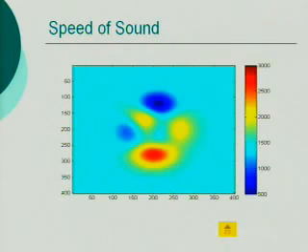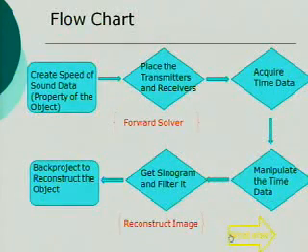And this is just the projection of the previous picture on the xy plane. Again, x and y value represent its spatial location, and the different colors represent different speeds of sound. And after we have the speed of sound data, we can place the transmitter and receivers in order to acquire time data.